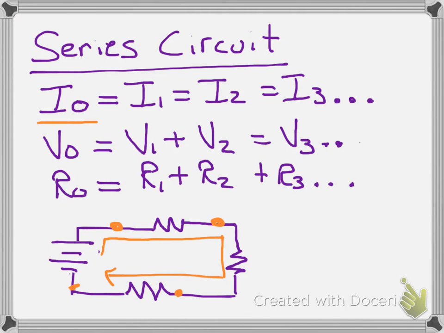So we summarize that by saying I0 is equal to I1, which is equal to I2, which is equal to I3, which just means that in a series section or a series circuit, current remains the same throughout.